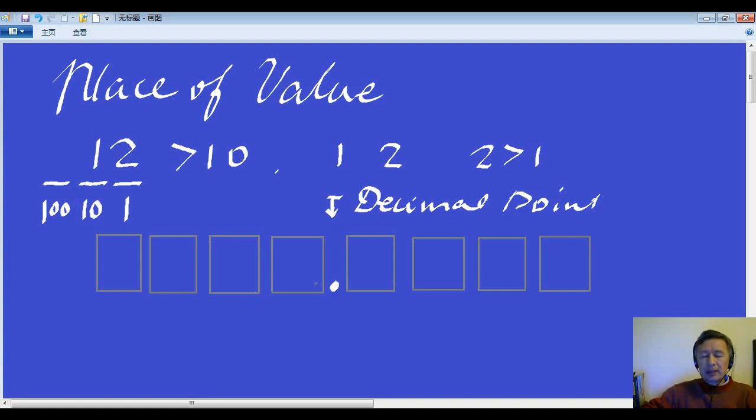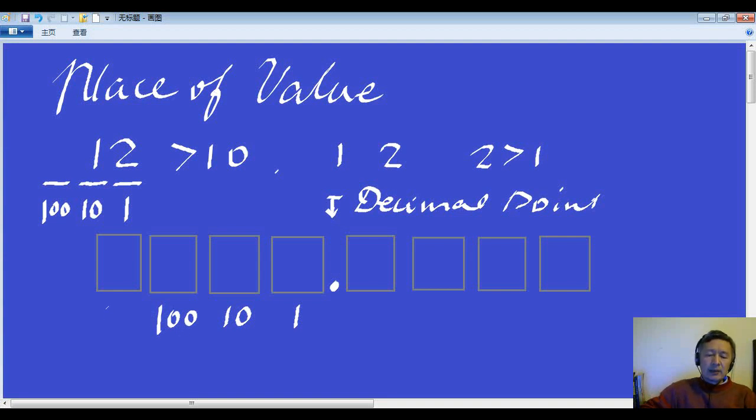The first box on the left-hand side of the decimal point has the value of 1, or the unit. The one next to it on the left-hand side will be 10. And the third box, or third place, is 100. By the way, do you know another way to write these large numbers?